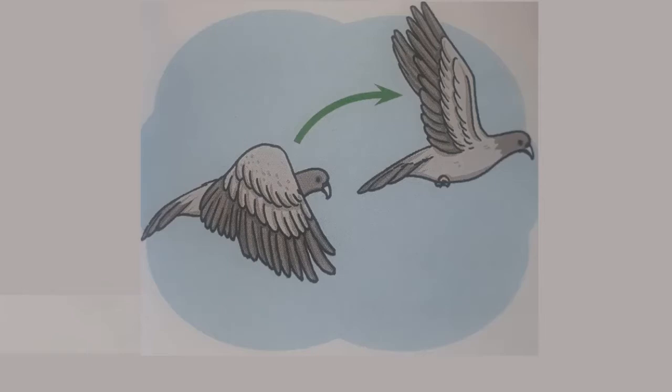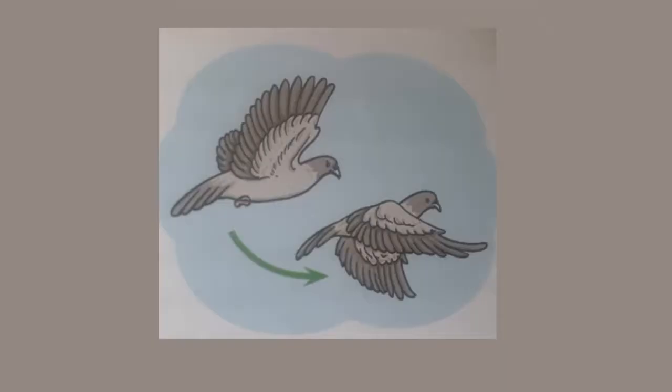And coming to the second movement, that is the downstroke. In downstroke, again I have shown the picture on the screen here. Are you able to see? Well, during the downstroke, what will happen? The wings move downward and forward. You can see the picture also.